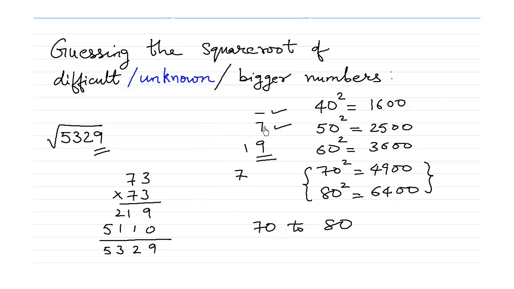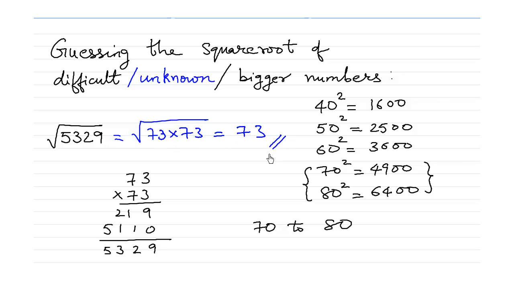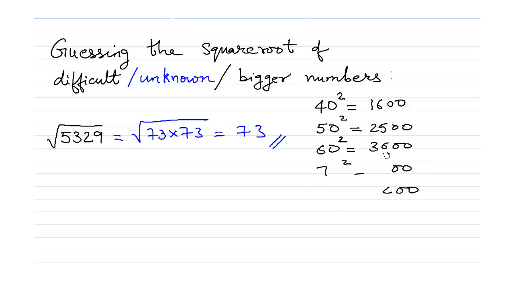So we know that 73 is a prime number. So we can just write this, by the factorization method, as 73 multiplied by 73. So we have the square root of 5329 is 73. But there is an even simpler method which can be derived from whatever we did just now. And that simpler method is this.